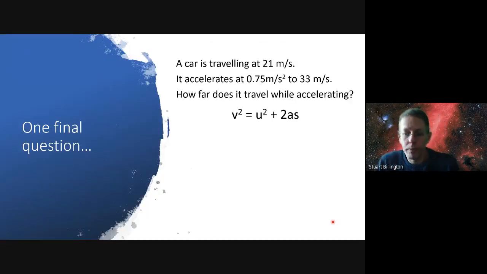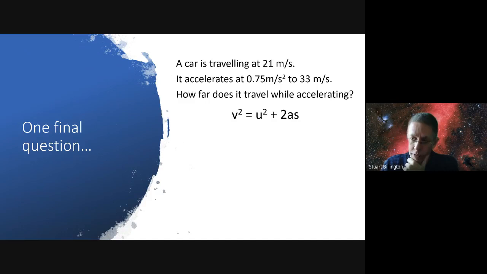So a car is traveling at 21 meters per second, and then it accelerates to 33 meters per second. This is our car from the first example at the start of the lesson. How far does it travel? So there's your equation again, v squared equals u squared plus 2as. Take the numbers, compare them to the variables in the equation, and try and dig out the distance traveled, which is s.